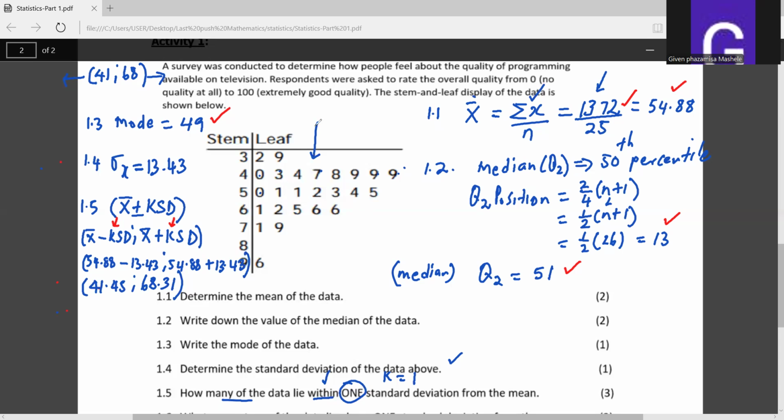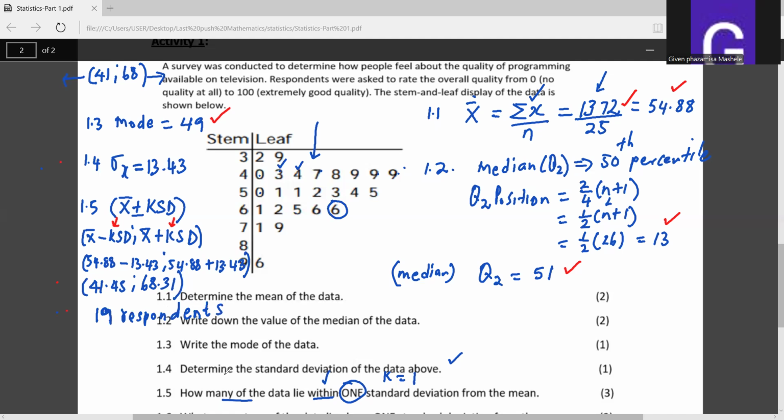If we look here, the numbers ranging between 41 and 68, the first one is 43, 44. So it's 1, 2, 3, 4, 5, 6, 7, 8, 9, 10, 11, 12, 13, 14, 15, 16, 17, 18, 19. The maximum is 66. So the answer is 19. It will be 19 respondents, because here we are dealing with the number of respondents. The 19 respondents fall within one standard deviation.